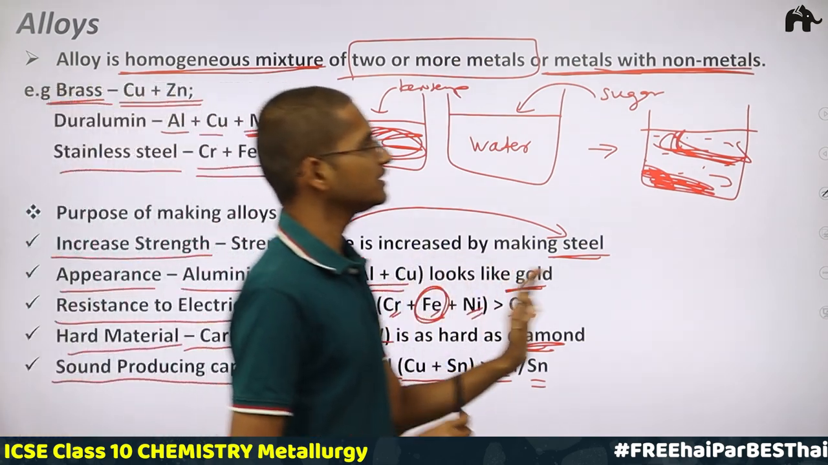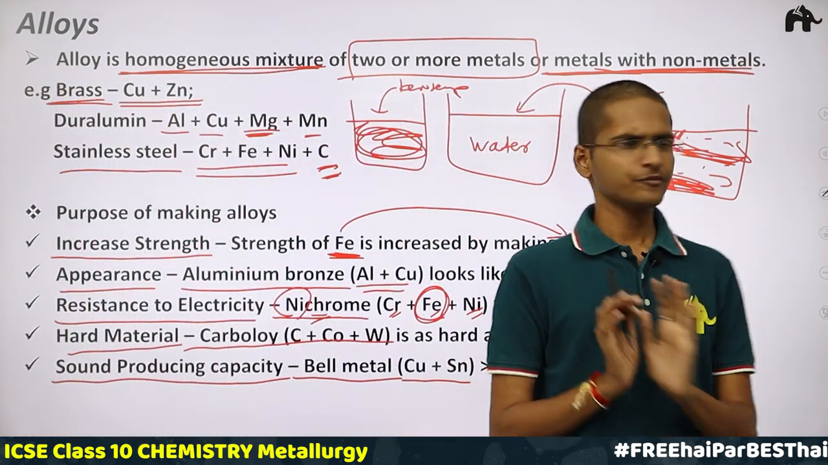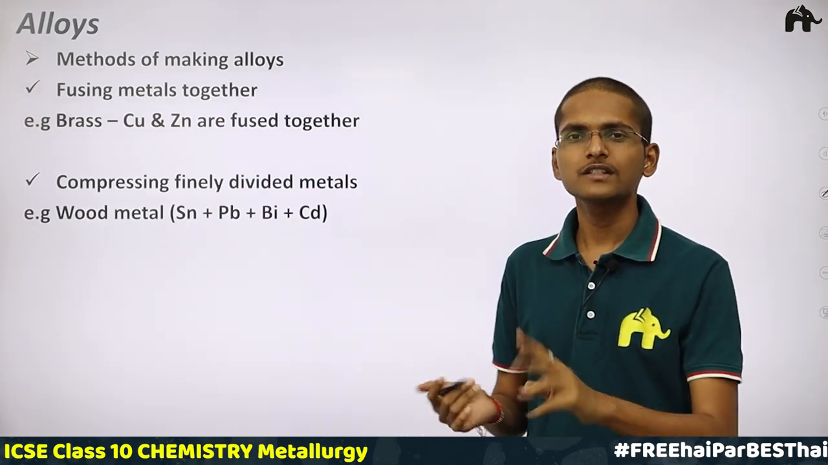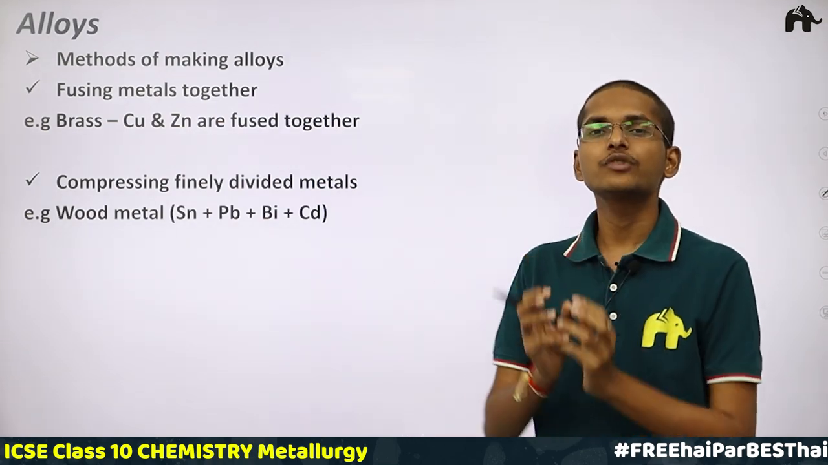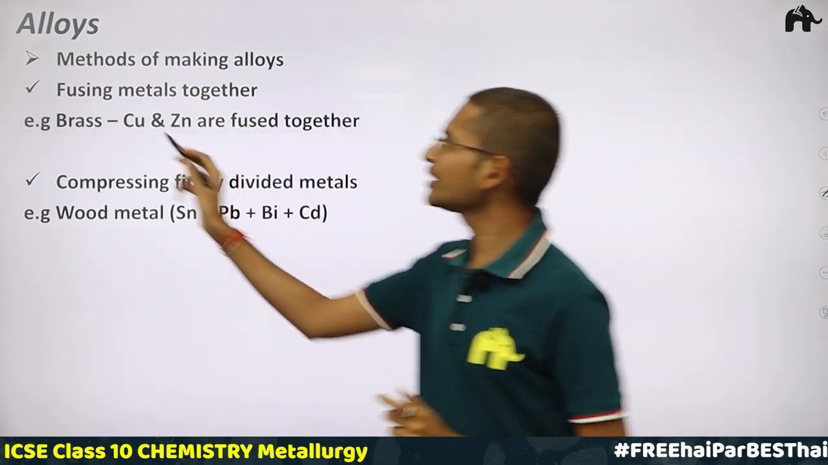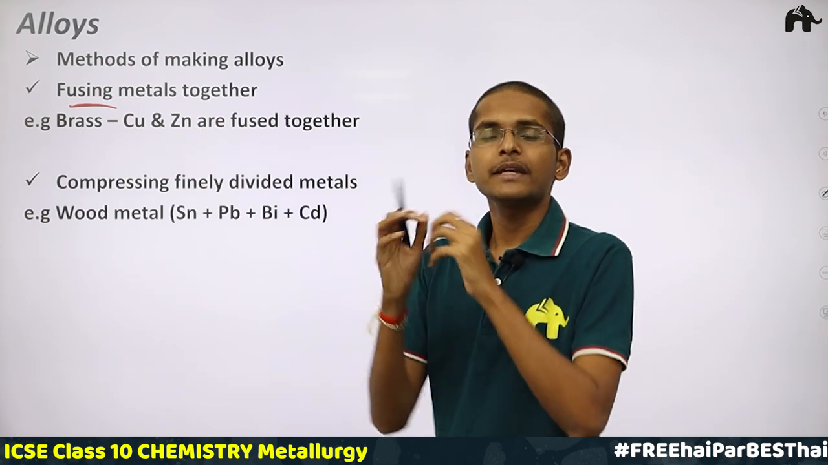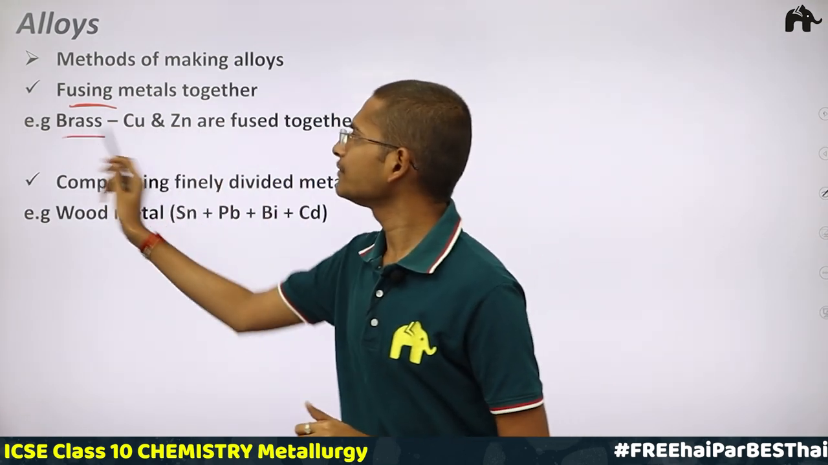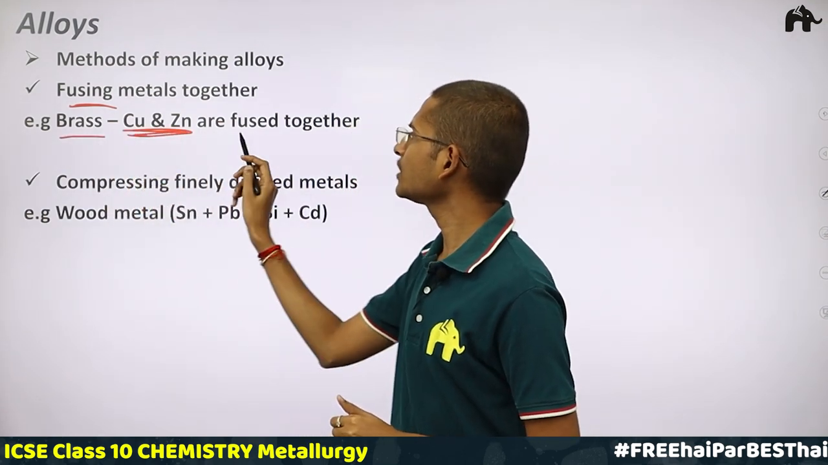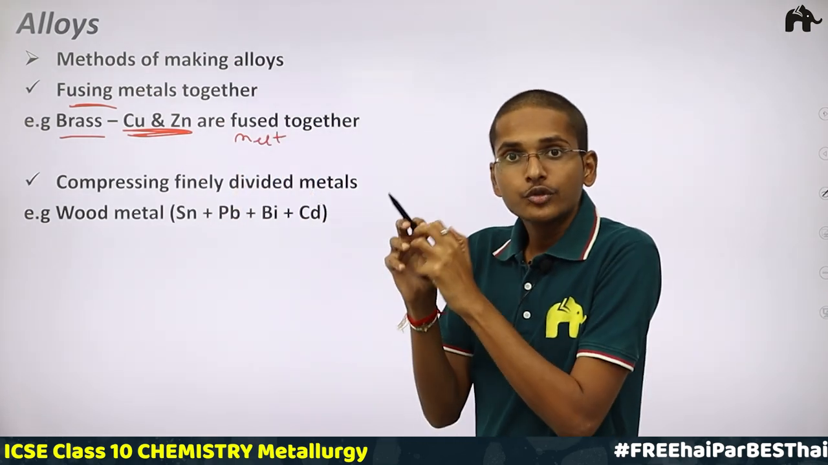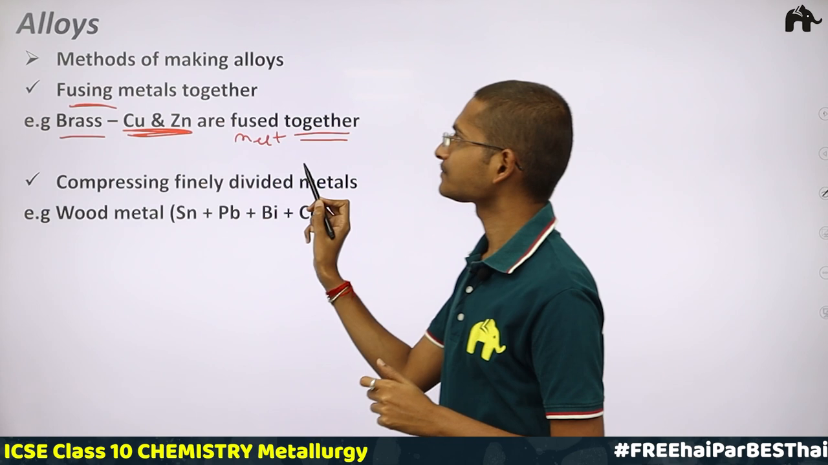Now let's further see how we can make alloys. Very simple process. There are two processes by which we can make alloys. First is by simply melting the metals together, or by fusing the metals together. Fusing means melting. So by melting the metals together, we can make an alloy. So brass, how do we make it? We melt copper and zinc. Fuse means melt. So we melt copper and zinc together.